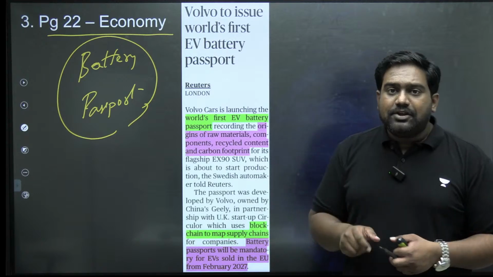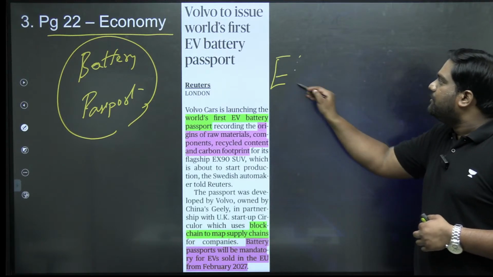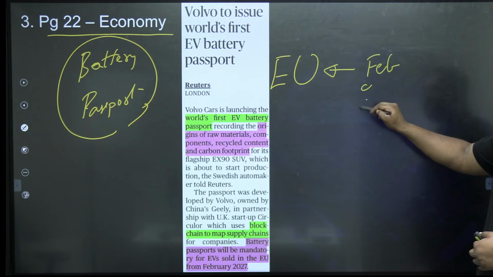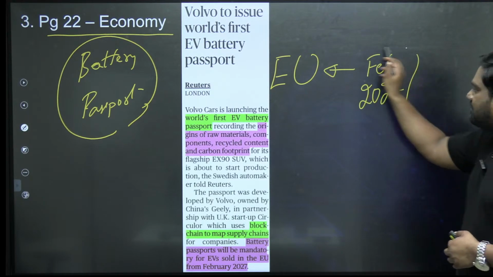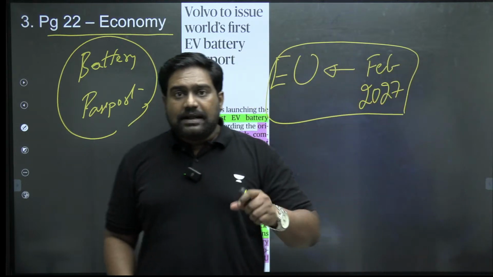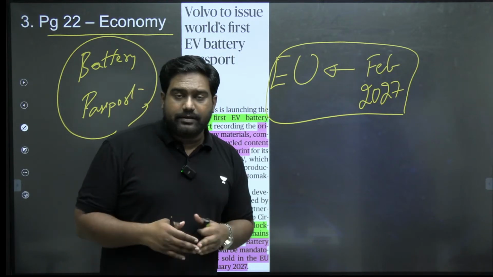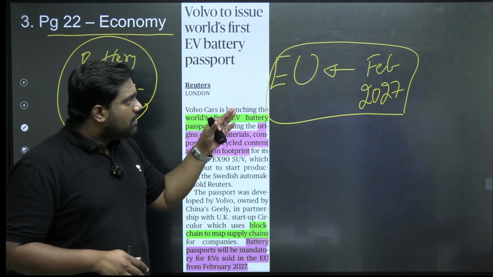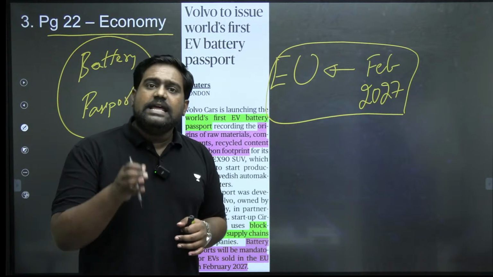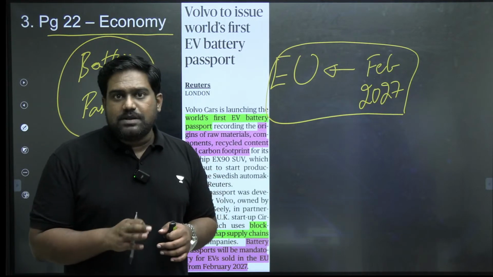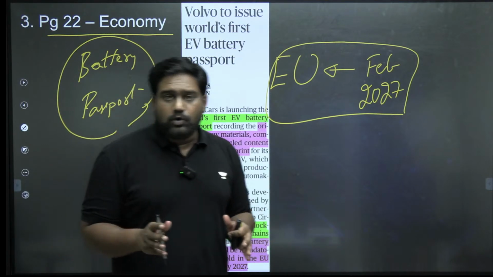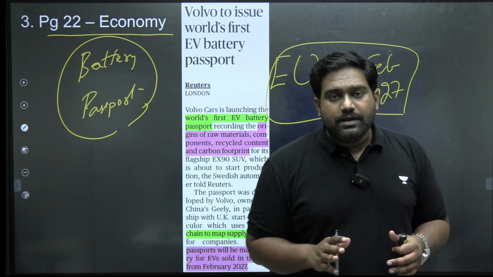Now, this is a mandatory requirement in the European Union. The EU has mandated that by February 2027, this is a deadline which has been given as far as EV battery regulation is concerned, any EV battery which will be sold in the European market by any company should include a battery passport. It is a mandatory requirement. All right.